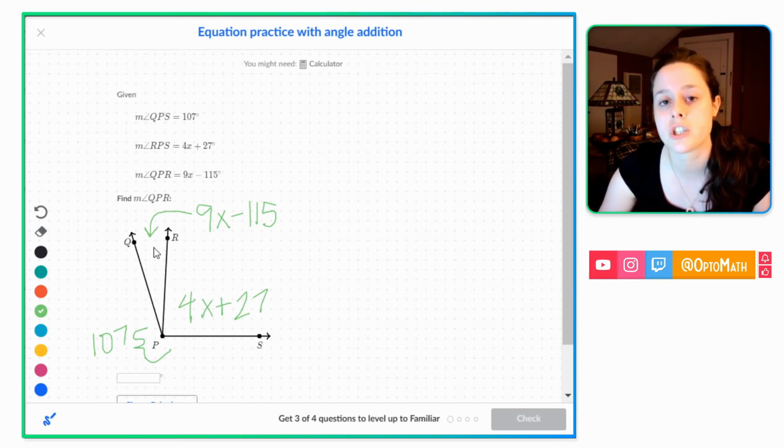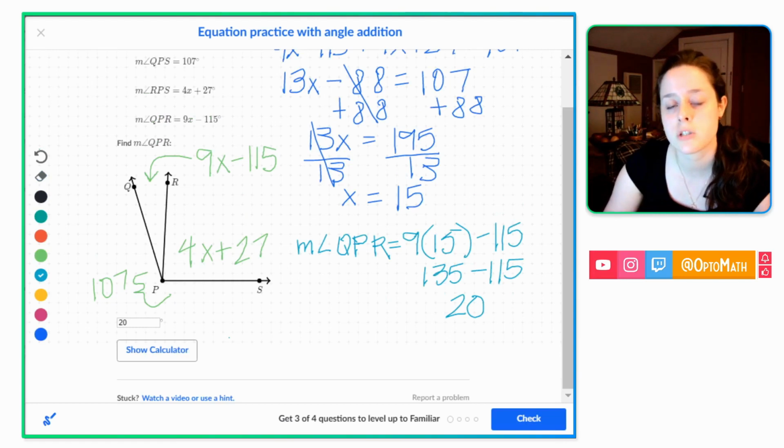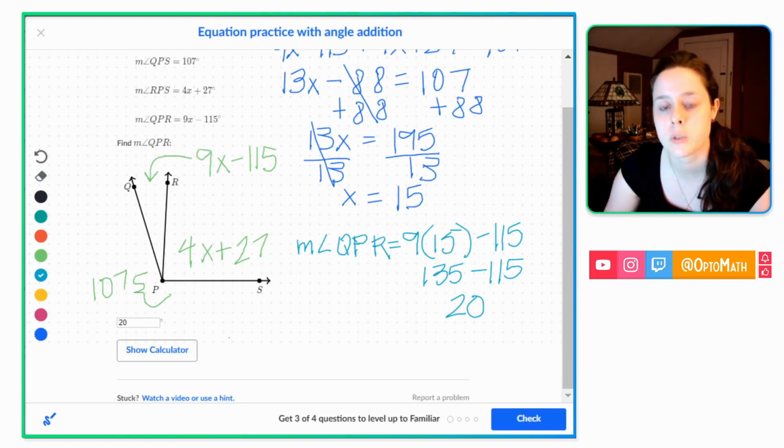Remember that for angle addition, part plus part equals whole. So this part, QPR, plus this part, RPS, will equal the total angle QPS. So we're going to add those up and equal the total angle. After substituting our 15 in for x, we find that the measure of angle QPR is 20 degrees, and that makes pretty good sense because of how it looks. It definitely looks like it's an acute angle and a pretty small one. So let's see if we're correct.